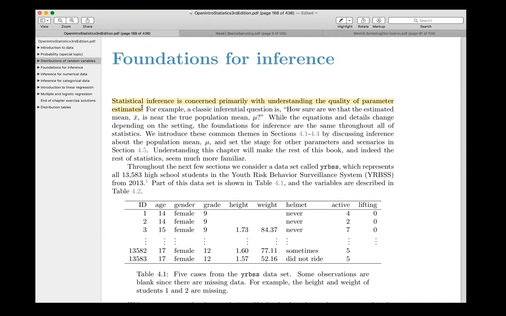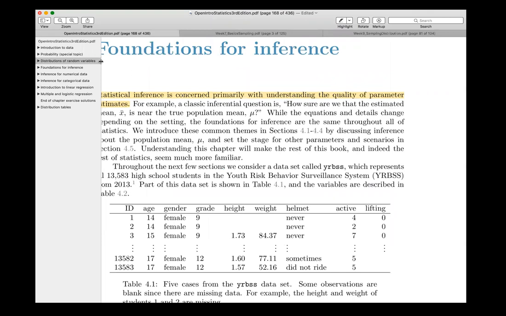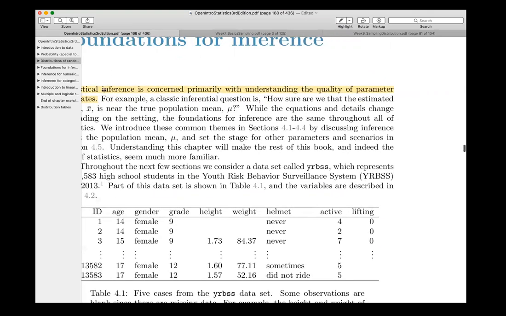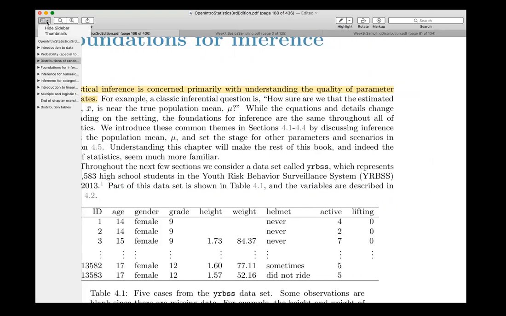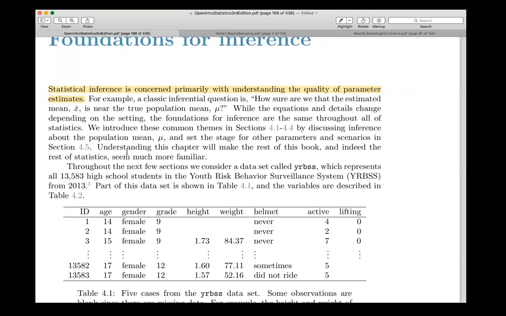What they say in the first sentence of this, I think, is crucial, which is that statistical inference is concerned primarily with understanding the quality of parameter estimates. That sounds like a lot of jargon here. All this is saying is a parameter estimate is simply our best guess from the descriptive sample. And statistical inference is a way of telling us how close we are, how likely our sample is to be descriptive of the population.